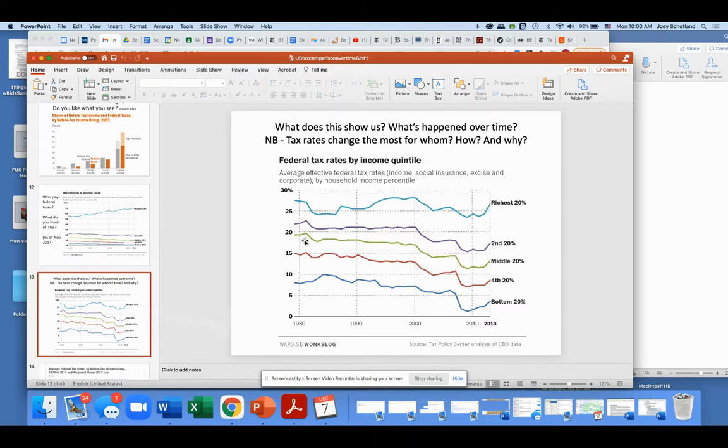What's happened to federal taxes on the middle class? Have they gone up? Have they gone down? Or have they stayed the same?